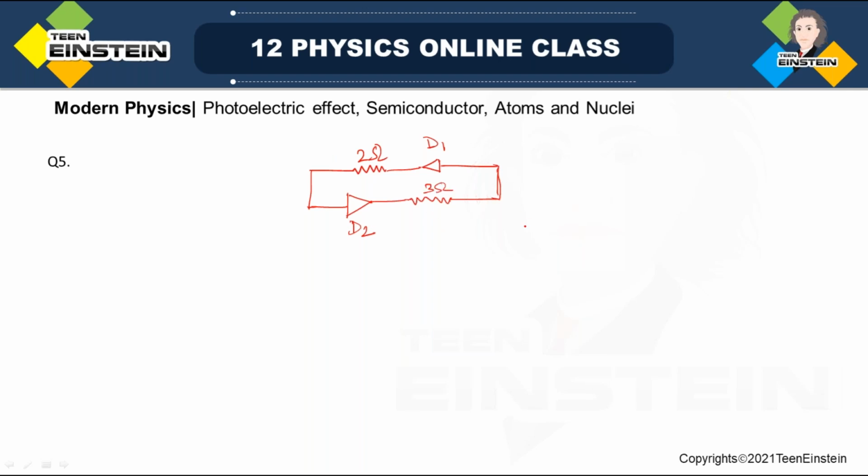Now there is another resistor which is connected like this in series with the battery. The battery's negative terminal is here and here it is the positive terminal. So the question is, what is the current flowing in this circuit?